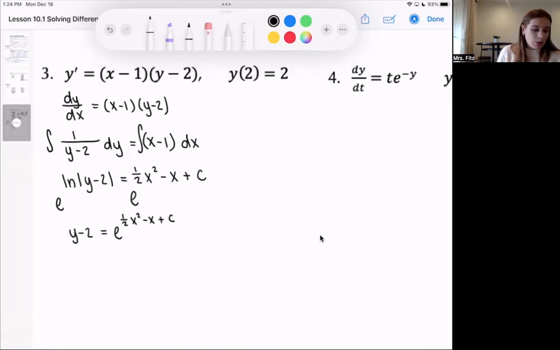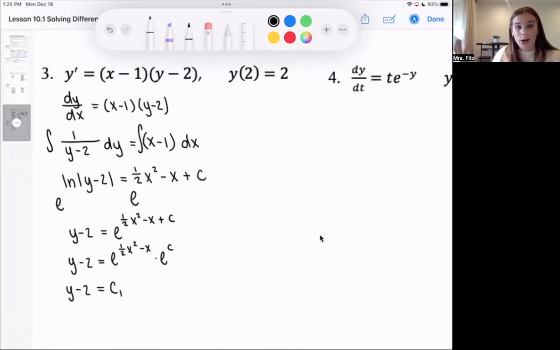Now, up to you what you want to do here. I like to rewrite this as y minus 2 equals e to the 1/2 x squared minus x times e to the c, which is really just another constant. So y minus 2 is equal to c sub 1, my new constant, times e to the 1/2 x squared minus x. All I have to do is add 2, and we have our general solution.